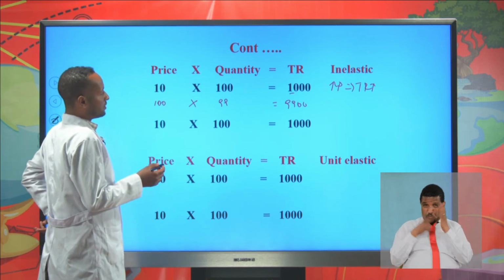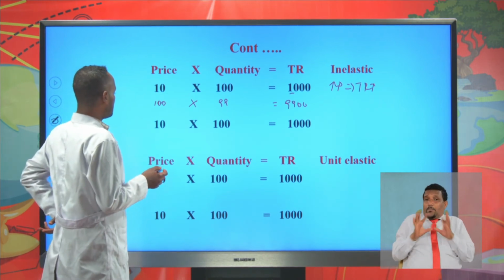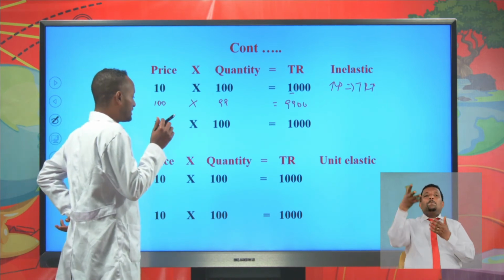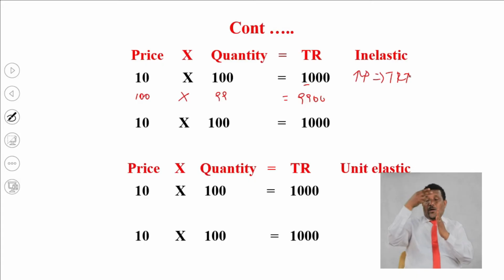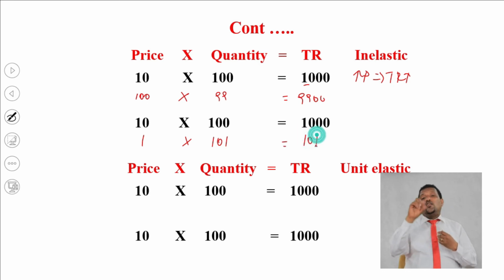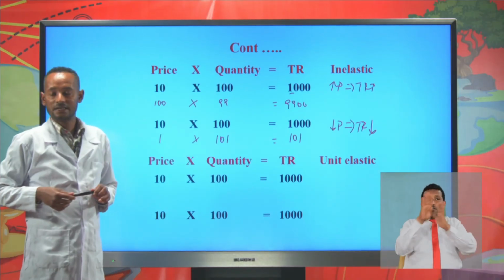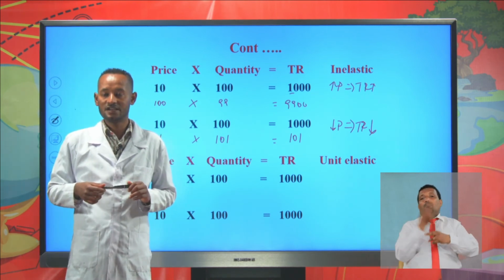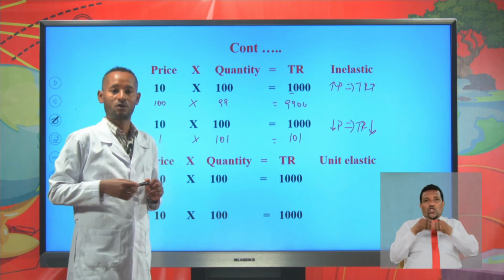Now let me show you when the buyer is inelastic and there is a decline in price. If the buyer is inelastic, the decline in price can be higher. Let's say the price declines from 10 to 1 birr, but the increment in quantity demanded is too small. Let's say the quantity demanded increases by only 1 kilogram, and this is 101, and multiplied by 1, this will give you 101 birr only. That means if the buyer is inelastic, with the decline in price of a commodity, total revenue of the firm will decline. So if the buyer is inelastic, there is a direct relationship between the changes in the direction of total revenue and price of a commodity.